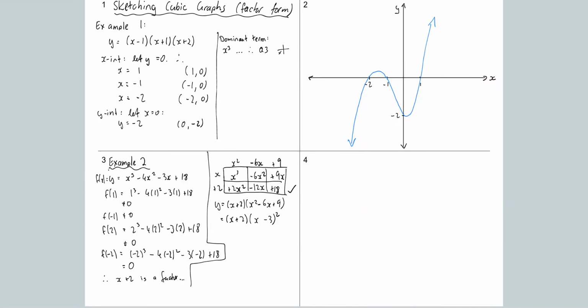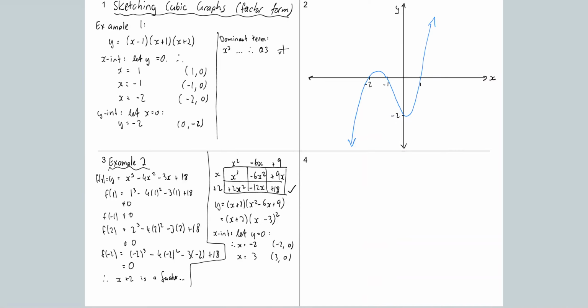Okay, now it's factorized. I can just use my usual thing. So the x-intercepts, there's only 2 of them in this case. We've got x equals negative 2, so it's negative 2, 0. And we've got x is equal to 3, 3, 0. This is called a repeated factor. It's x minus 3 all squared, so it's x minus 3 times x minus 3. So it only represents one intercept.